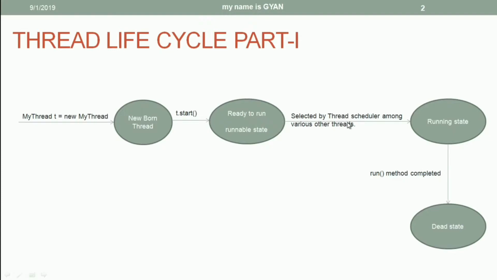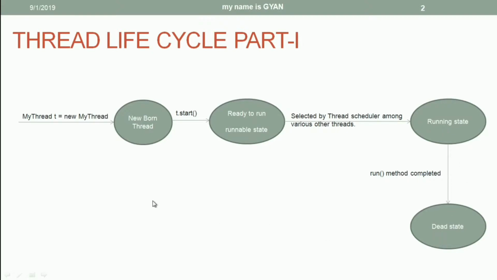The thread scheduler selects a thread among various other threads which are waiting in the ready to run or runnable state. Among the various threads waiting in this state, one thread will be selected by the thread scheduler and that thread will go into the running state. After the completion of the run method of a thread, the thread goes to the dead state.